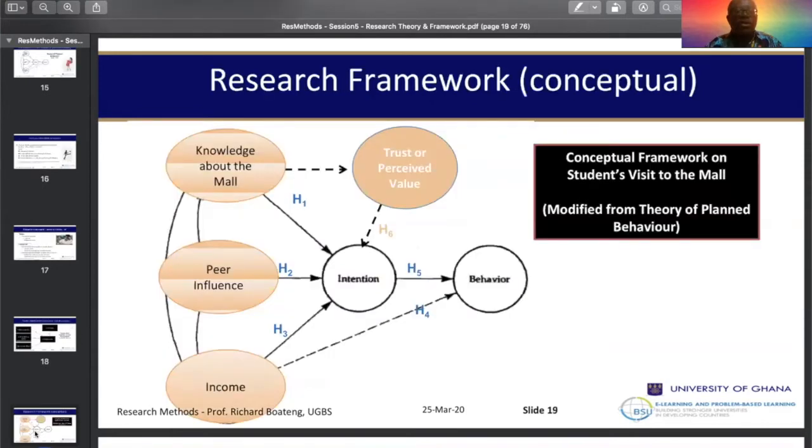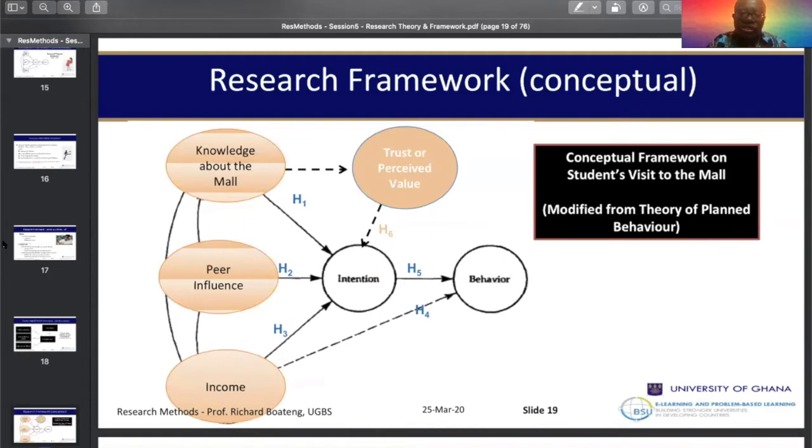Okay. Now let's see another one. This is the student visit to the mall model, but it is based on the theory of planned behavior. So now what the student has done here is that he has adapted it to his study and moved from the theoretical state to a conceptual state to use that as a framework.